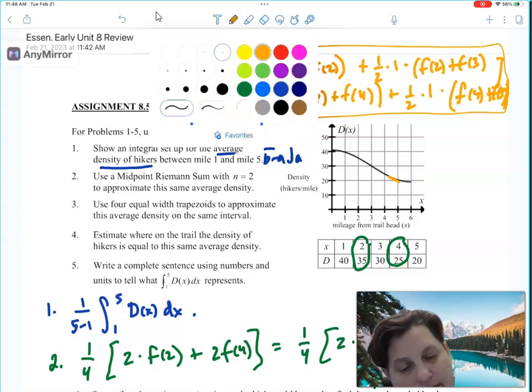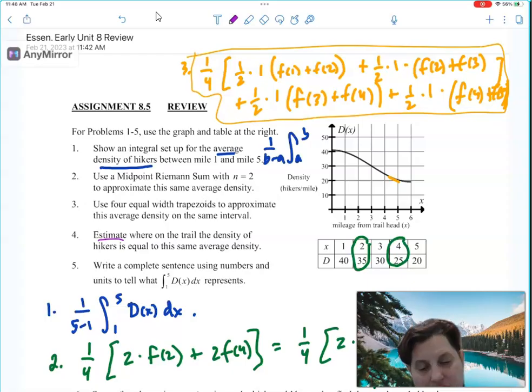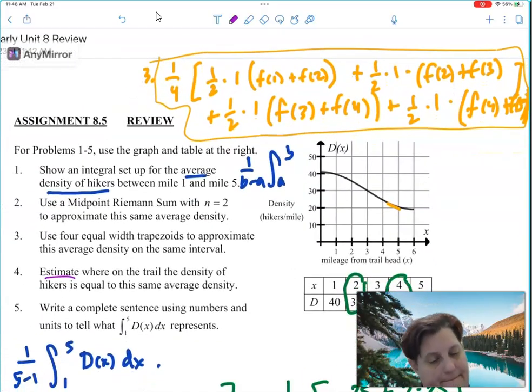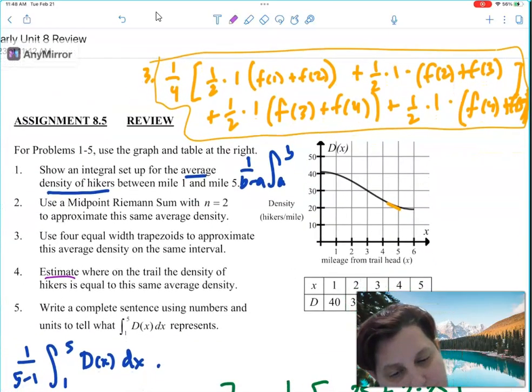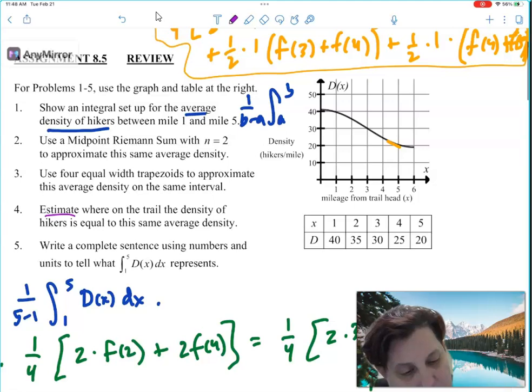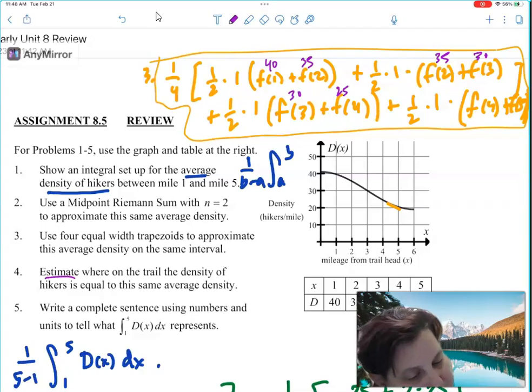For number 4, this says estimate where the density is equal to the same average density. So the average density from 2 or from 3? Maybe it's the same. Let me look. I guess maybe I do have to figure this out, which is a big bummer. This is going to be 40 plus 35. This is going to be 35 plus 30. This is going to be 30, 25. And then this is going to be 25, 20.